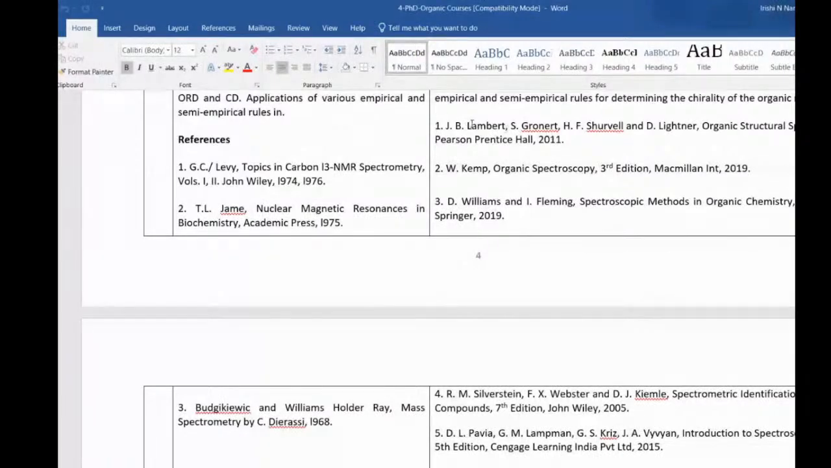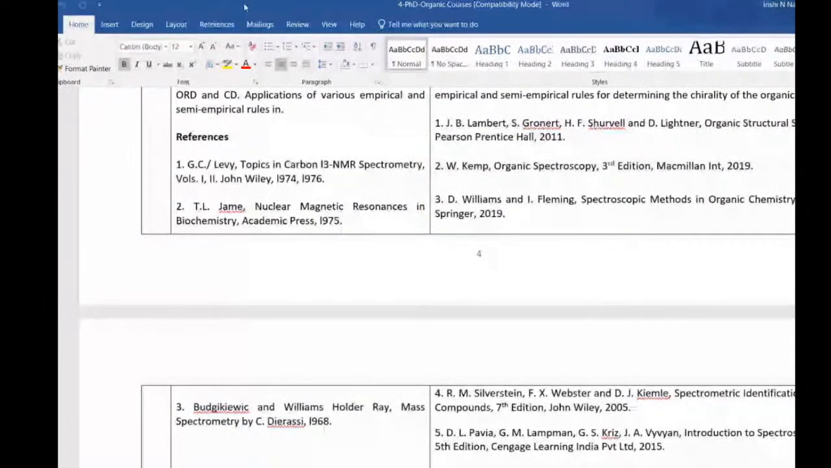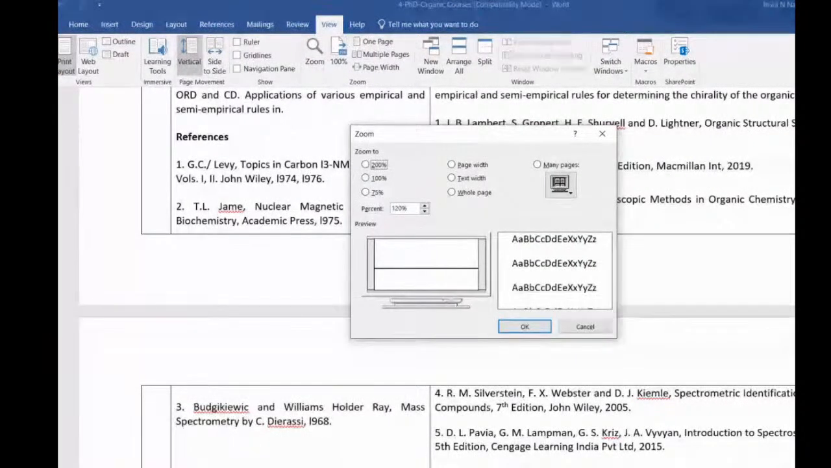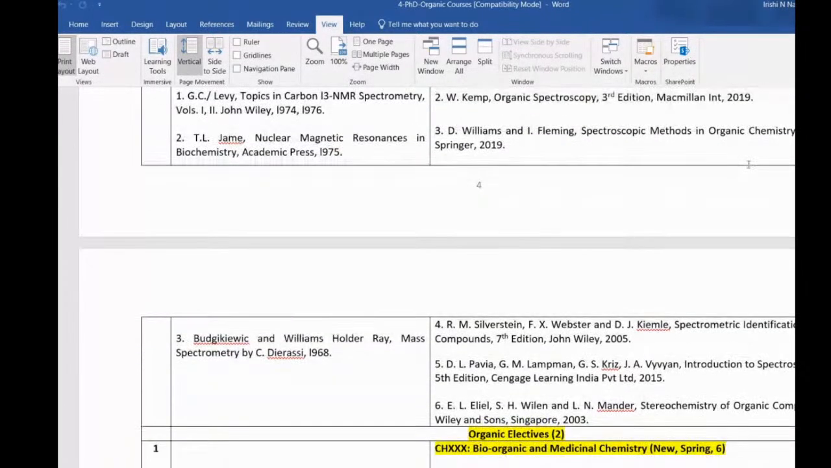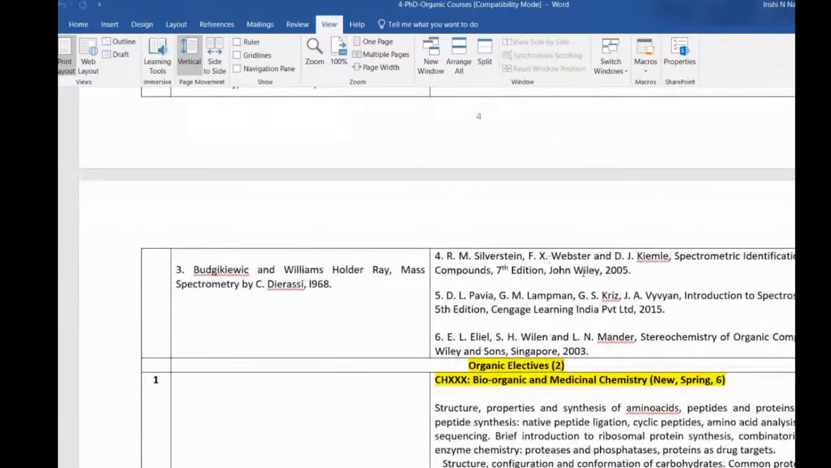A little bit magnify. Yeah, I'll try. You can scroll the bottom. So Lambert, Gronet, Schovel, Leitner, the organic structural spectroscopy. This is a good book. William Kemp, certainly. I think the third edition appeared in 2019. And then Williams and Fleming, a good book. Again, the recent seventh edition appeared in 2019. And then Silverstein and Basler, I have already told you, I think the latest edition is 2005. I'm not sure whether any new edition has been published, but it's a very good book. It has a lot of problems and solutions as well. Pavia is another book, Introduction to Spectroscopy. Fifth edition has come in 2015.